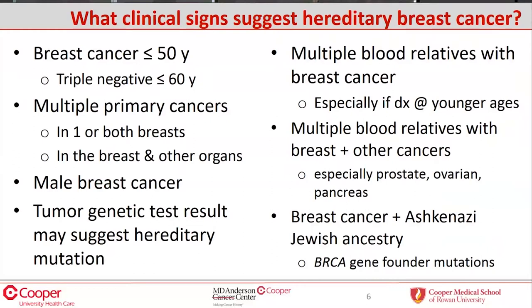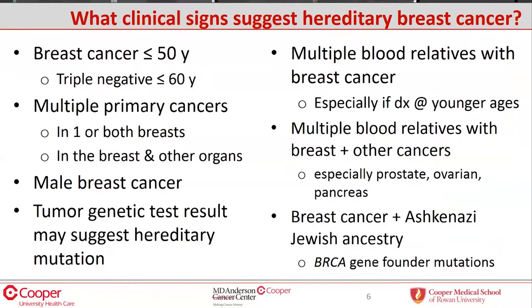Also, the idea that when you start to see multiple blood relatives with breast cancer in the family, especially if some of those individuals were diagnosed at relatively younger ages, that makes us sit up and wonder, is there an inherited component? But it doesn't just have to be breast cancer. When there are multiple blood relatives with breast and potentially other cancer types, that can be a red flag. Things like prostate, ovarian, pancreas, or other cancers.